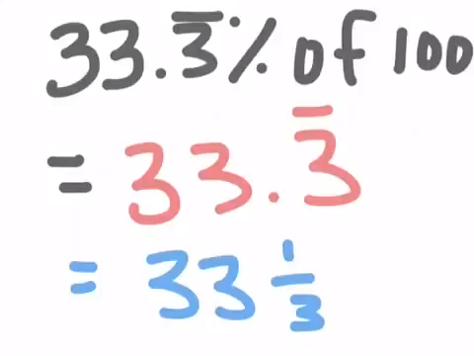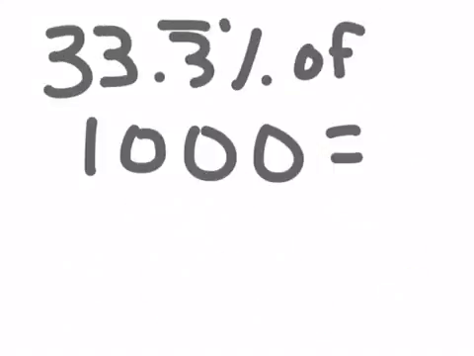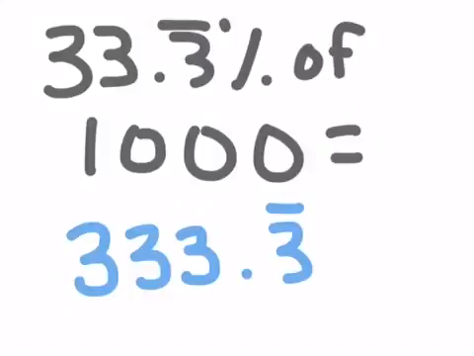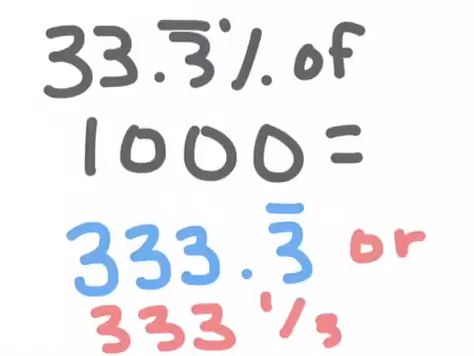These are both equivalent. If I were to find 33.3 repeating percent of 1,000, my answer would be 333.3 repeating. And if you were to think of this, you could also think of it as 333 1/3. And if I were to multiply this number by 3, I'd have 999, and then 3 times 1/3 is 1, so then that gives me 1,000. So 1/3 or 33.3 repeating percent of 1,000 is 333 1/3.